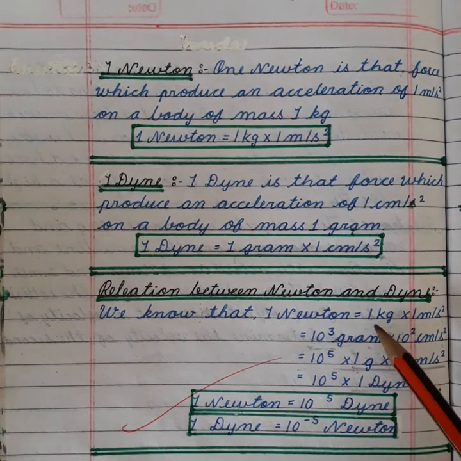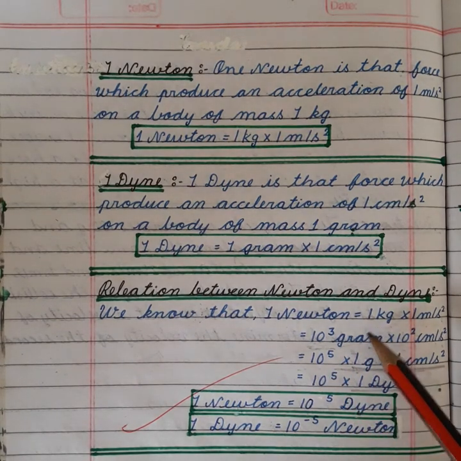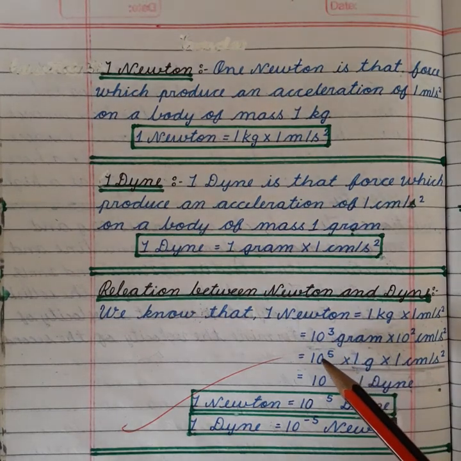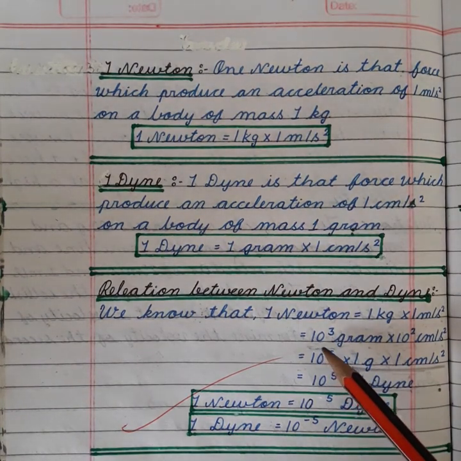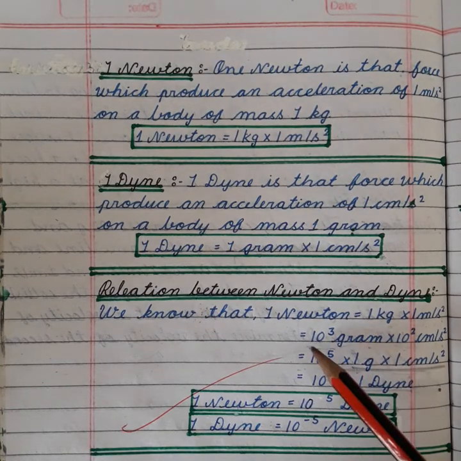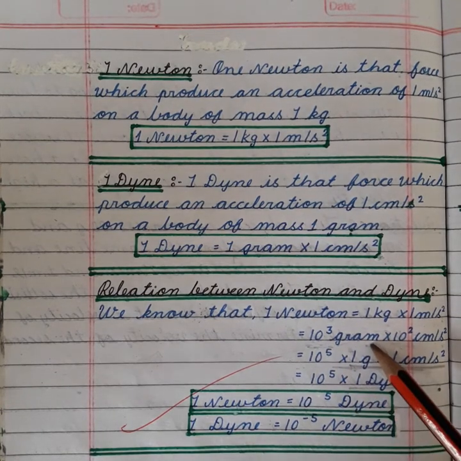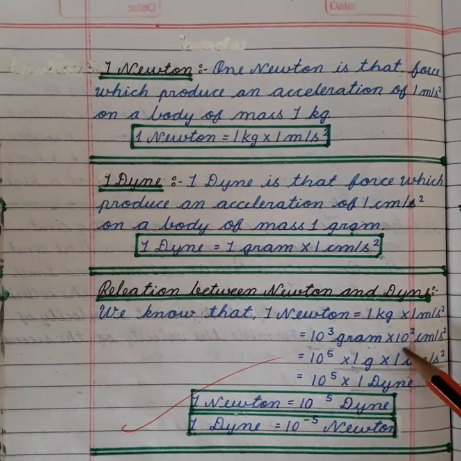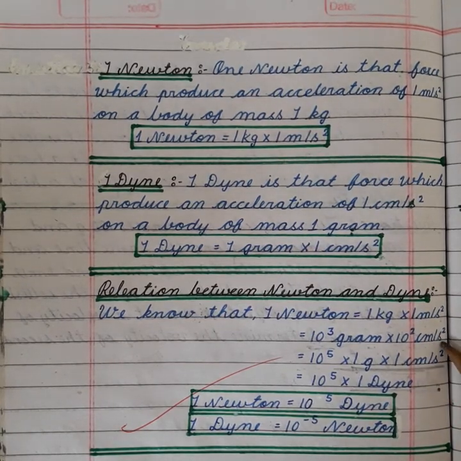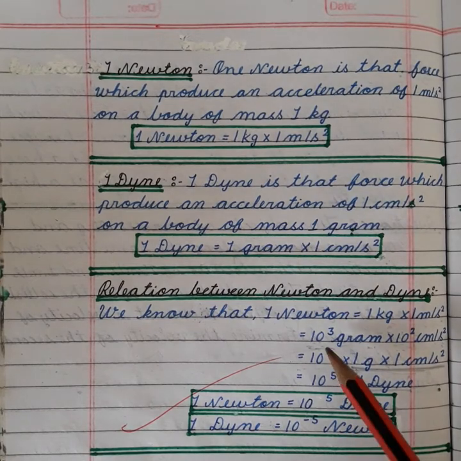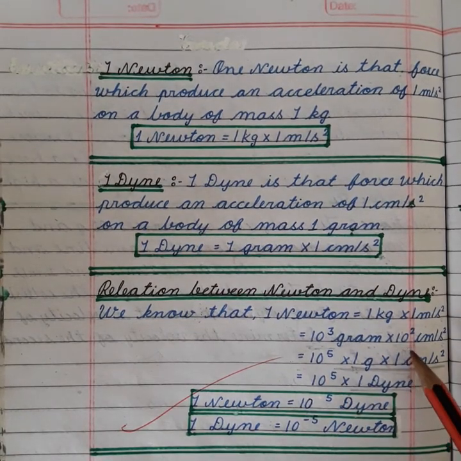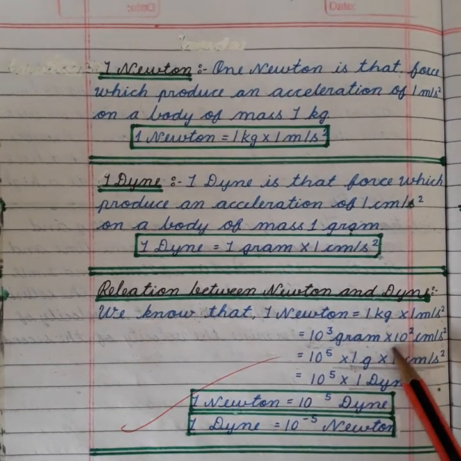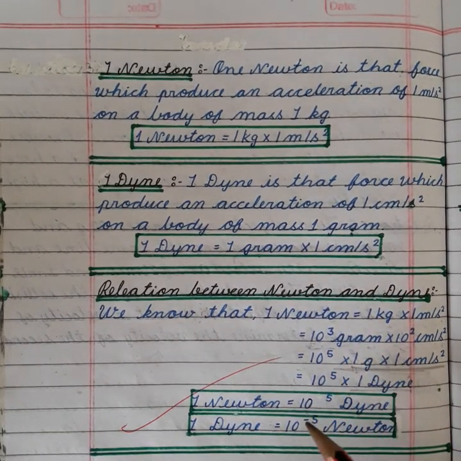Students, you know very well how many gram in 1 kg? 1000 gram. If you write in exponential term, then 10 to the power 3 gram. 1 kg equals 10 to the power 3 gram, and 1 meter equals 100 centimeter, means 10 to the power 2 centimeter per second square. Here 10 to the power 3 and 10 to the power 2. Both bases are equal, so powers are added.